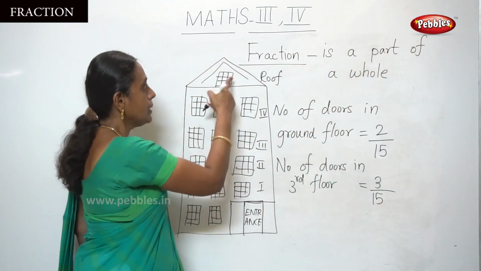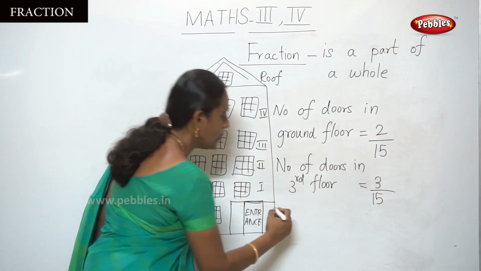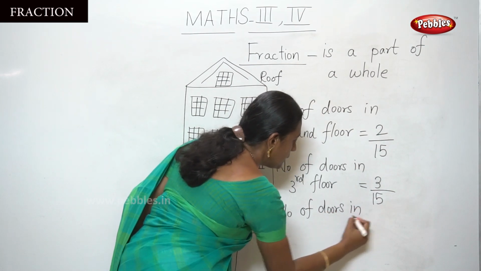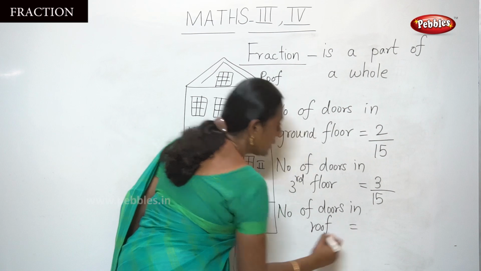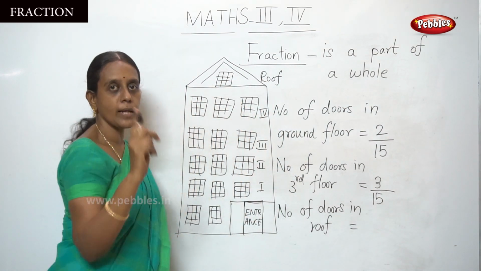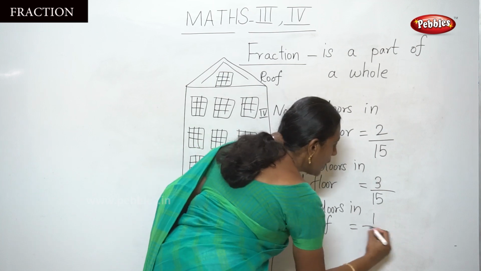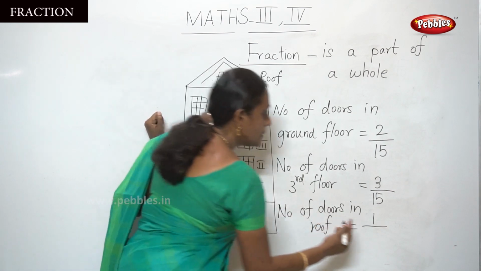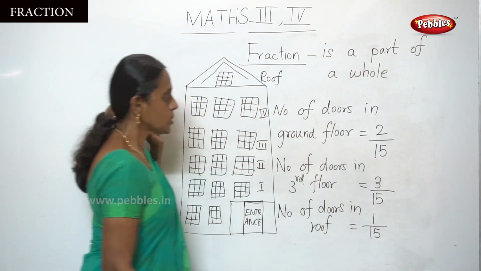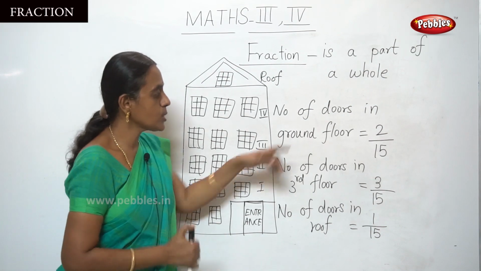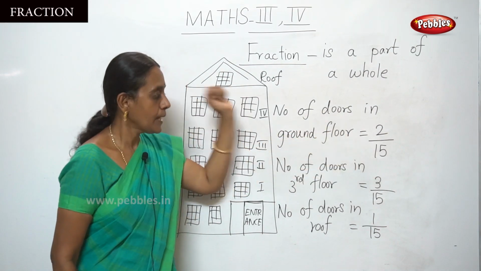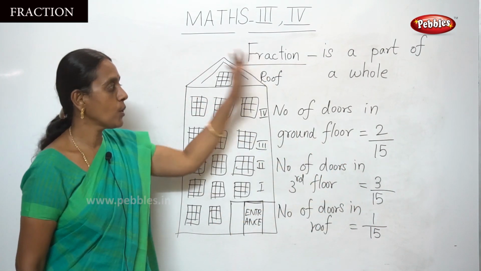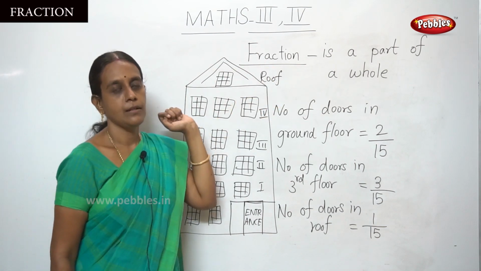And the number of doors in the roof. Here on the roof there is only one door. Put 1, and the total number of doors we have counted, that is 15. So these answers, 2 by 15, 3 by 15 and 1 by 15, are called fractions. Do you understand now?